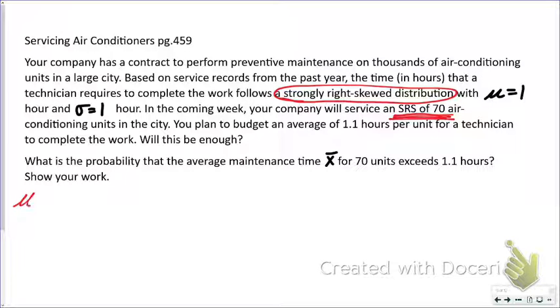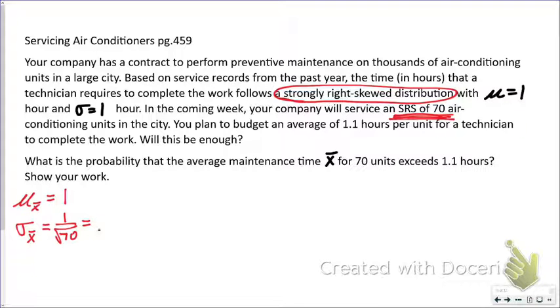The sampling distribution has a mean and a standard deviation. We're going to calculate the probability of an average work time of 1.1 or greater. We're concerned whether this is going to be enough, like whether it's likely that it's going to take longer than 1.1 hours to finish a job. The sample size is 70. So the mean of the means is the true mean. The standard deviation of the means is the standard deviation divided by the square root of the sample size.